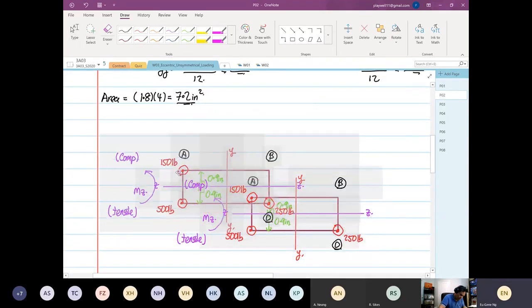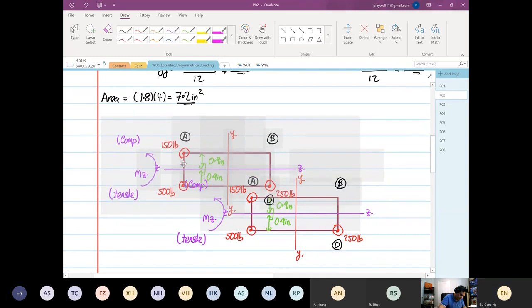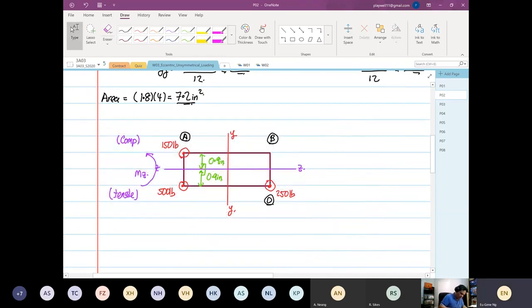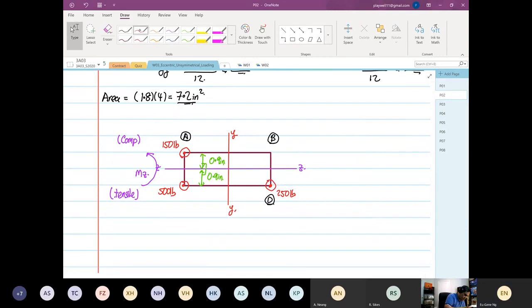And I'll also incorporate the moment about Z. Oh, sorry, moment about Y. So we know that this is our moment about Y. So moment about Y, this will be compression. And this will be tensile.